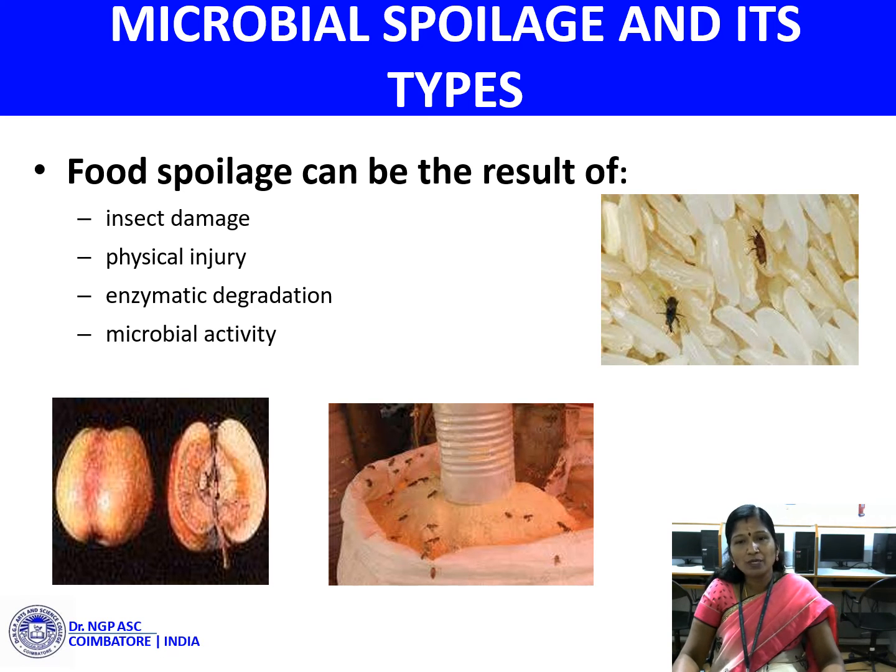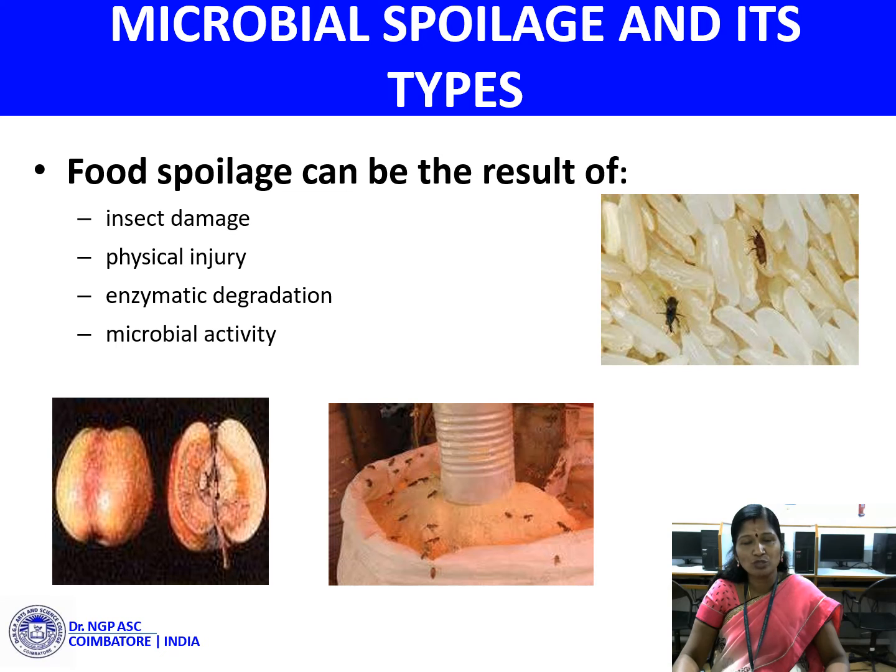And the next one is physical injury. Here in the example, an apple, physical injury. When it falls down or is hit onto a hard surface, physical injury takes place, and as a result, food spoilage takes place. Then enzymatic degradation takes place, and microbial activity takes place as a result of this enzymatic degradation. So these are the 4 causes of food spoilage.